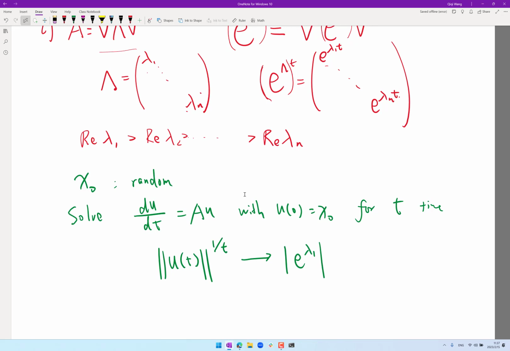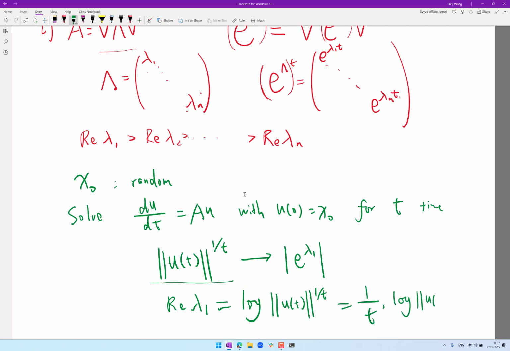So what that means is the real part of lambda 1 can be computed by taking the logarithm of this, which is equal to the logarithm of the magnitude of u at time t to the 1 over tth power, which is equal to 1 over t times the log of the magnitude, right?